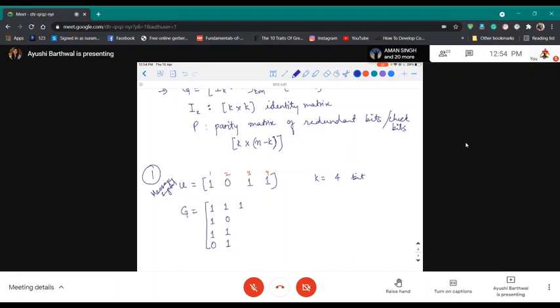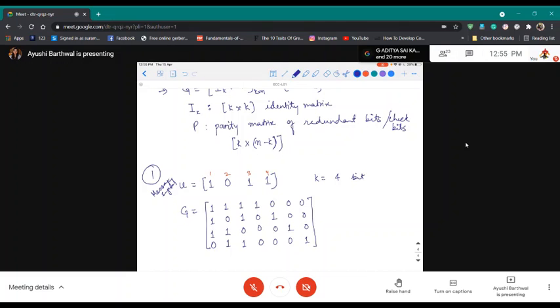Let me write row wise. 1, 1, 1, 1, 0, 0, 1, 0, 1, 0, 1, 0, 0, 1, 1, 0, 0, 0, 1, 0, 0, 1, 1, 0, 0, 1. So this is the generator matrix.